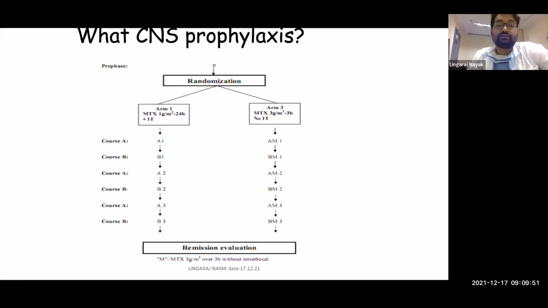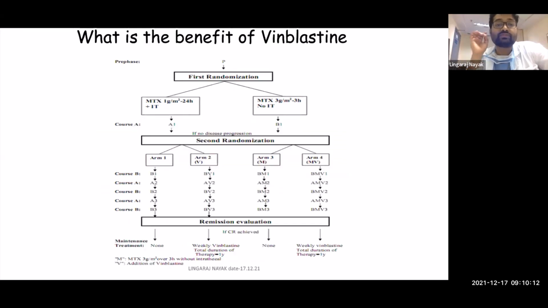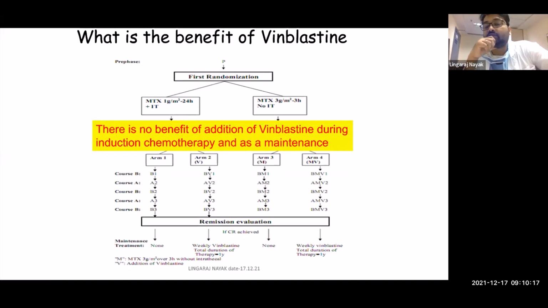So this was the CNS prophylaxis randomization, and when the schedule of methotrexate was reduced to 3 hours, 3 gram without IT, the outcomes were the same. So that means it became a de facto new standard, that is 3 gram over 3 hours without IT. So that's what we use in our patients when you use ALCL 99 protocol. Now the second question, what is the benefit of vinblastine? So when they added vinblastine to this intensive regimen along with maintenance as well, there was no benefit in terms of event-free survival.